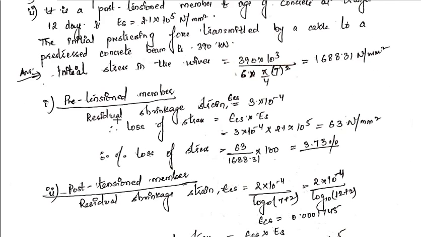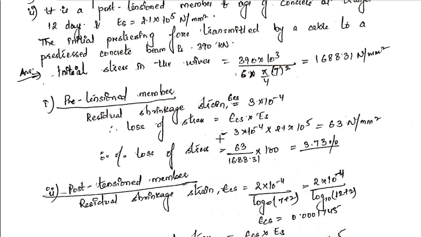Now the total residual shrinkage strain, that is epsilon Cs. The value of epsilon Cs for pre-tension member is 3 into 10 to the power minus 4. Therefore, the total loss of stress due to the shrinkage will be epsilon Cs into Es. Just put the values of all the terms. So epsilon Cs is 3 into 10 to the power minus 4 and Es is 2.1 into 10 to the power 5. So this will give 63 Newton per mm square.